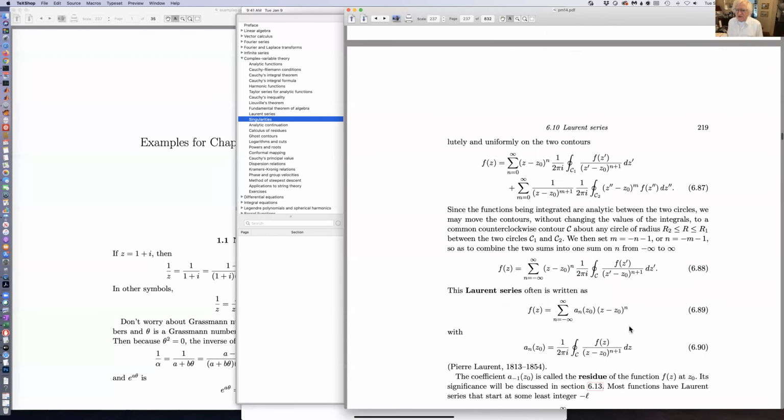Maybe 300, I'm not sure. Anyway, so we can then use this formula to work out the Fourier transform of a Gaussian.